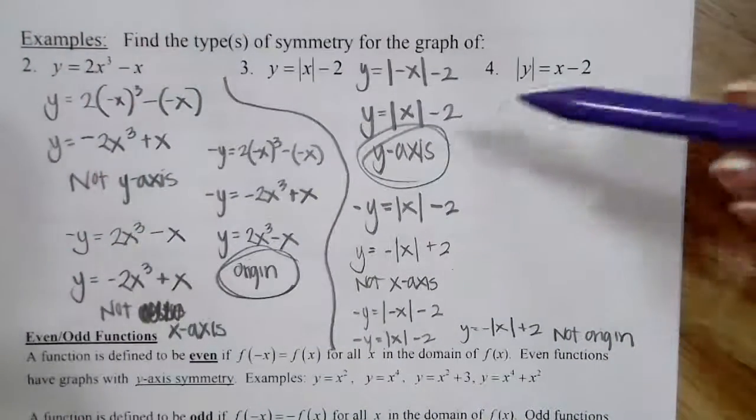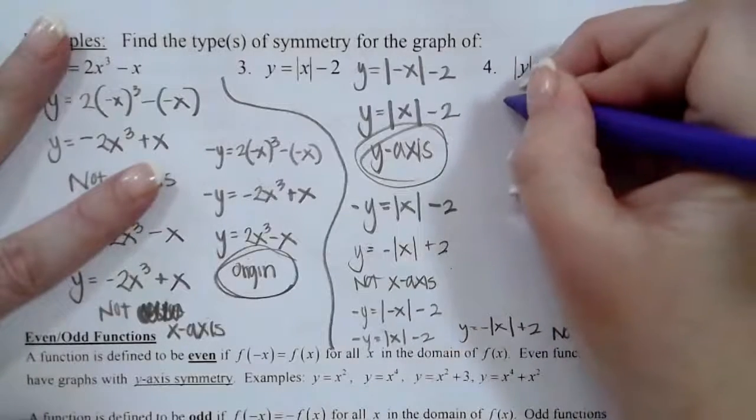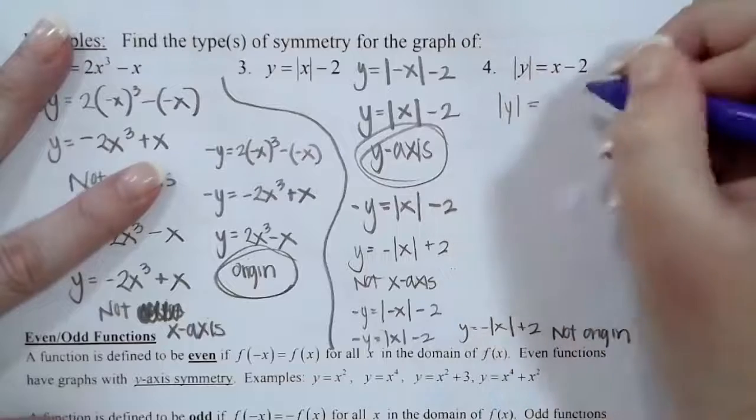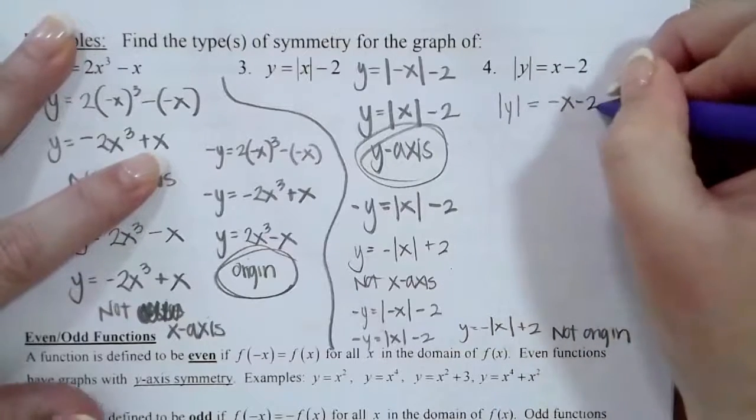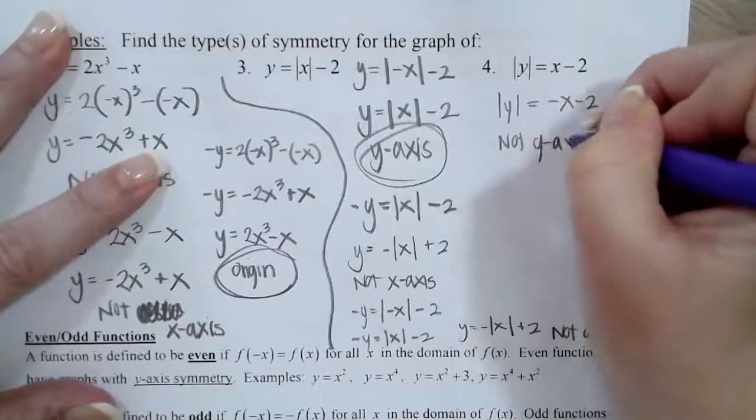Okay, on number 4, absolute value of y equals x minus 2. So replace the x first. Absolute value y equals negative x minus 2. Not the same, so not the y-axis.